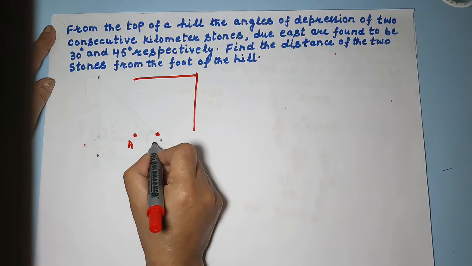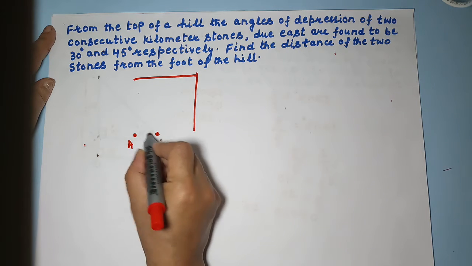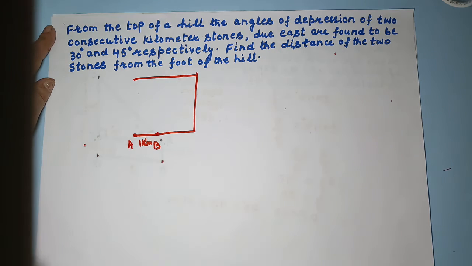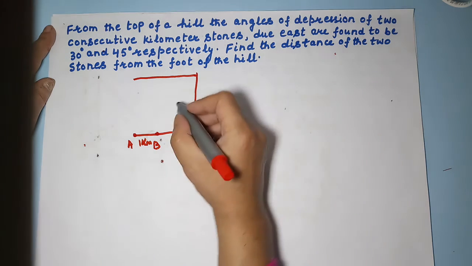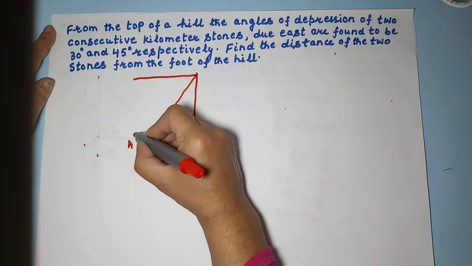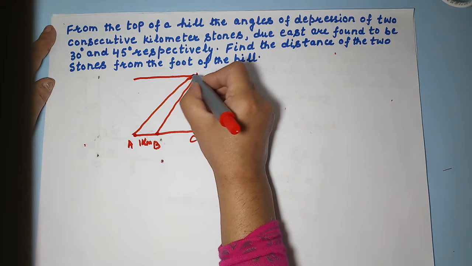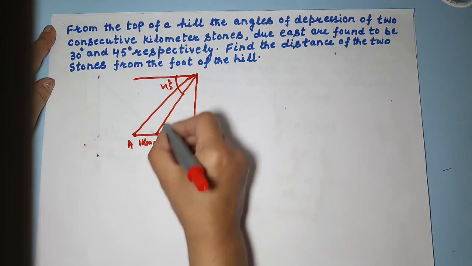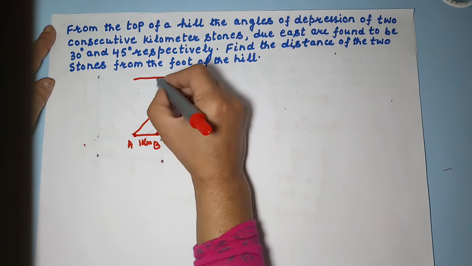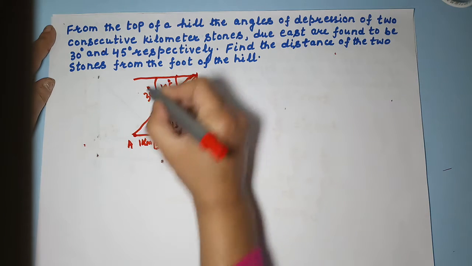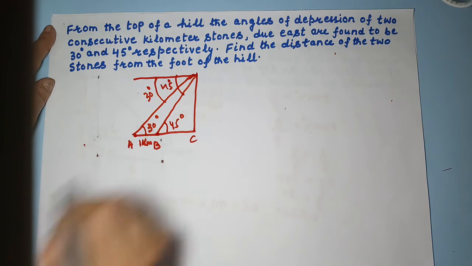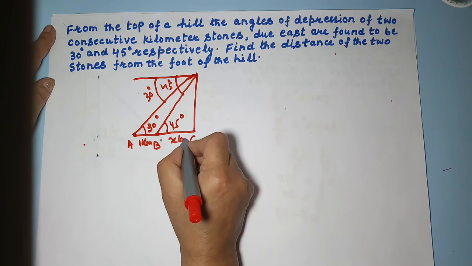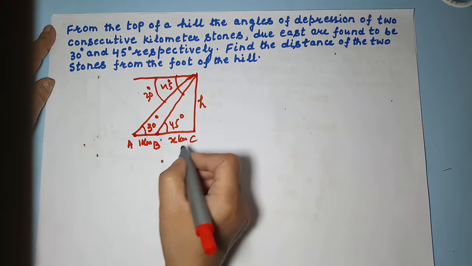So this is A, this is B. The distance between A and B is 1 kilometer. Kilometer stones have 1 kilometer distance between them. So this is 1 kilometer and let this be C. So the angles of depression are, this angle is 45 degrees. So this will be 45 degrees. This angle is 30 degrees. So this angle will also be 30 degrees, right? And let this distance be x kilometers and let this be h, right?